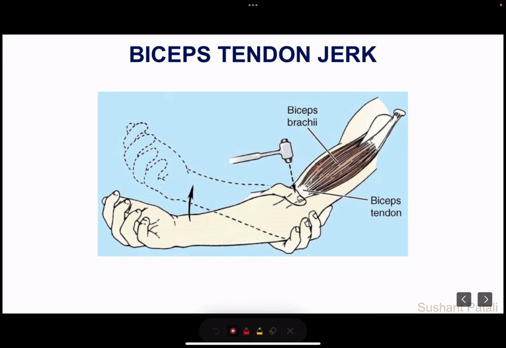So what you do here, you ask the patient to semi-flex the elbow, right? Semi-flex the elbow, and you feel the tendon of the biceps brachii. You may ask the patient to just help you find the tendon of the biceps brachii. So place your thumb or the index finger on the tendon and then gently tap with the hammer. Okay, and you will see that the elbow flexes because the biceps brachii contracts. So if this happens, it means that the C5 root is intact. It's called the biceps tendon jerk.